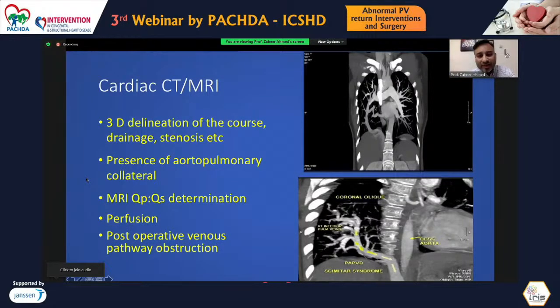Cardiac CT or MRI can give you more information in some cases, especially if you're suspecting stenosis of this scimitar vein. It can also show you aortopulmonary collaterals. In adult patients, when you want to decide about whether they are surgical candidates or not, it can help you in QP:QS determination. And especially in postoperative patients, it's important to exclude any venous pathway obstructions.